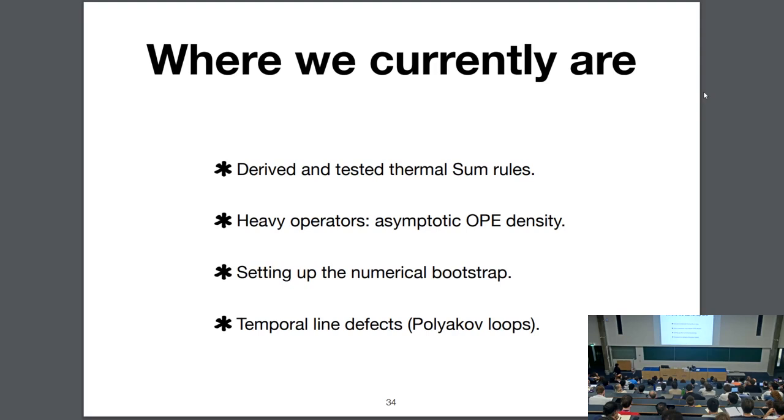Okay, so with that, I will start concluding. What is the status? First of all, we have nice thermal sum rules, written in, in my opinion, very useful, simple ways. For the heavy operators, we can, using Tauberian theory, write down the asymptotic behavior of the OPE density. We have started setting up the numerical bootstrap for the thermal problem, and in my opinion it looks very good. And also I presented how to study, it was super short, I know it's a whole paper, but how to start looking at temporal line defects.